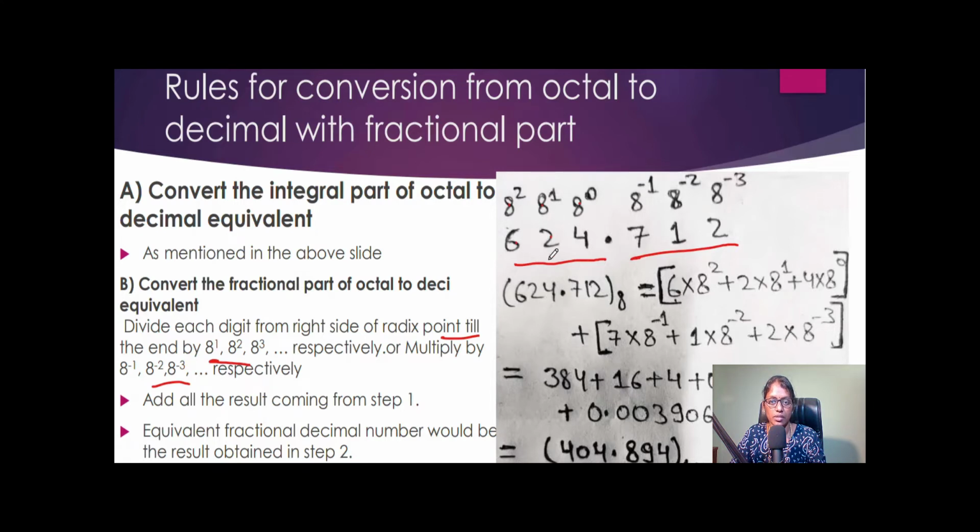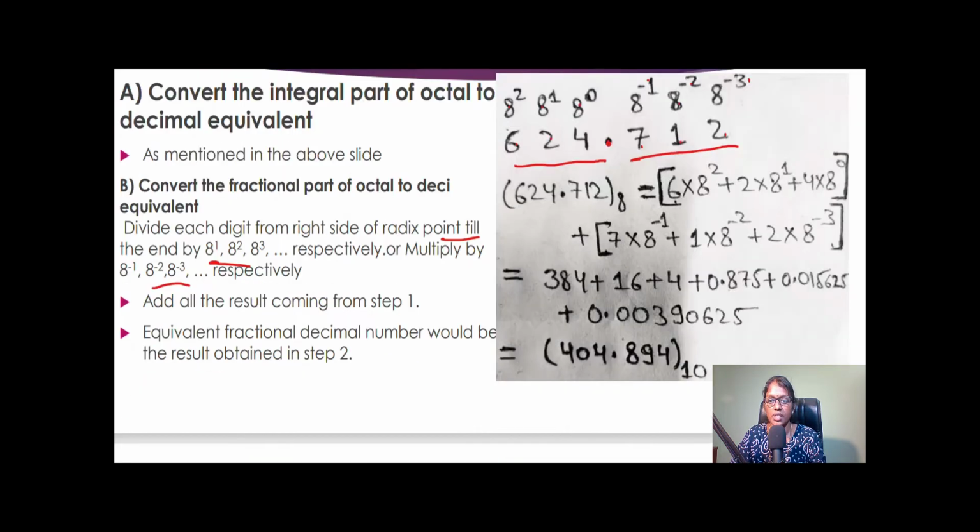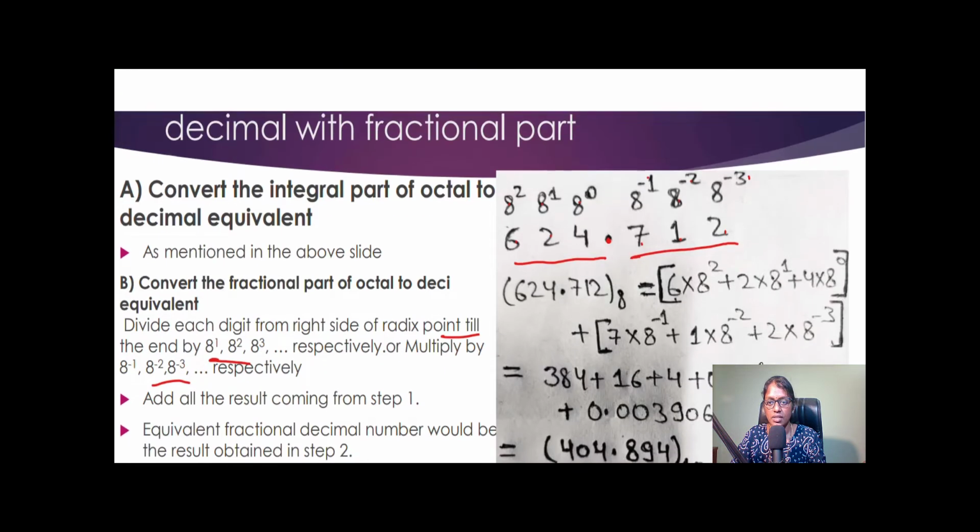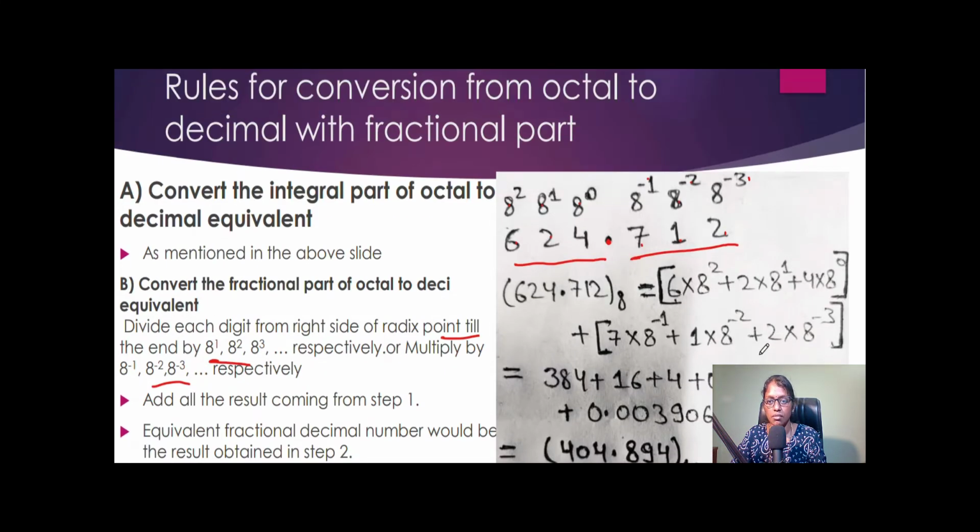You have to multiply this value. Then after the decimal point, this number into 8 to the power of minus 1, this number into 8 to the power of minus 2, this number into 8 to the power of minus 3. That's it. When you multiply and add, you will get 404.894 as its equivalent decimal value.